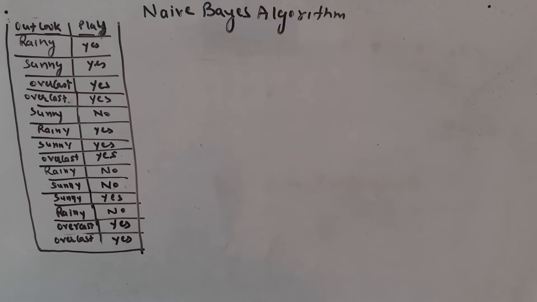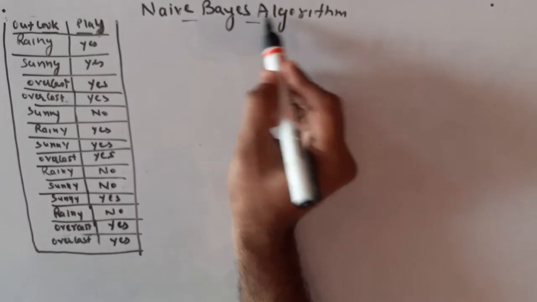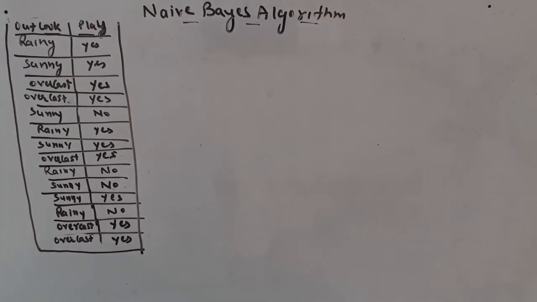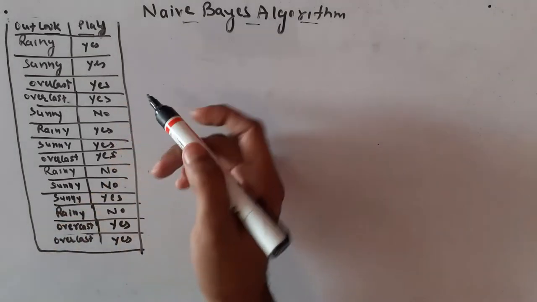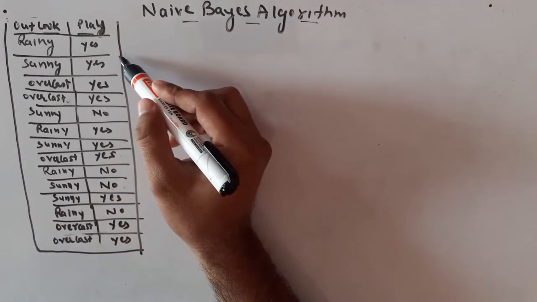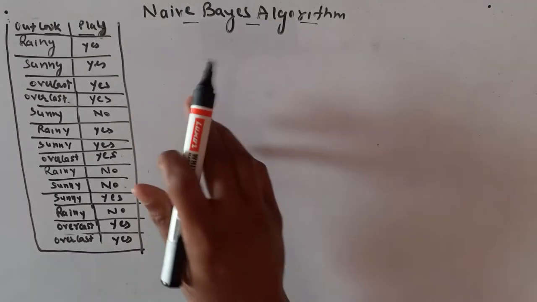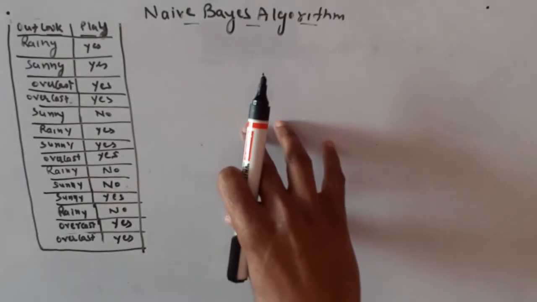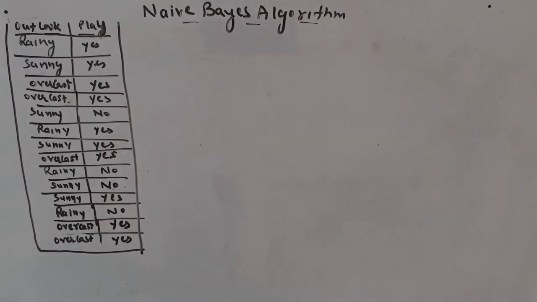Have you ever wondered, in any cricket match, football match or tennis match, you must have seen some sort of predictor, when there are different weather conditions, of whether that particular game will continue or not. This sort of prediction is given by the Naïve Bayes algorithm, and we will discuss the same. You must be able to see this data. I will be applying the Naïve Bayes algorithm on this data to find whether the game will happen or not in a particular weather condition.